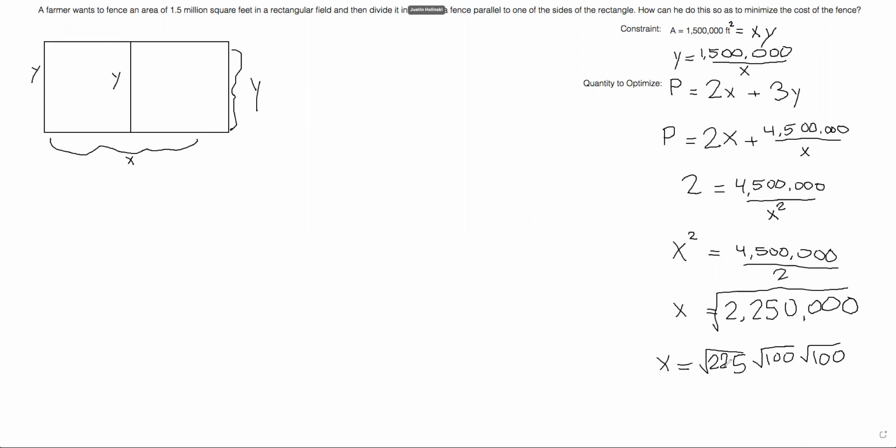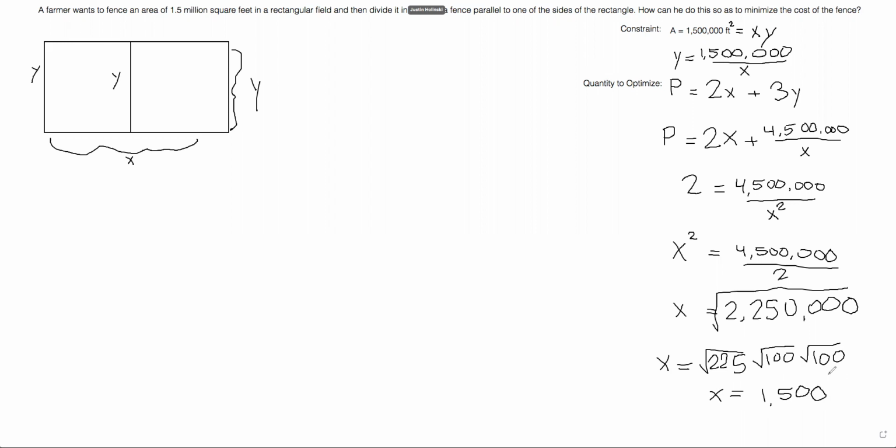So now let's simplify this. Square root of 225 is 15. So we're going to have 15 times 10 times 10. That's 15 times 100. We get 1,500 for x. So this right here is our critical value.